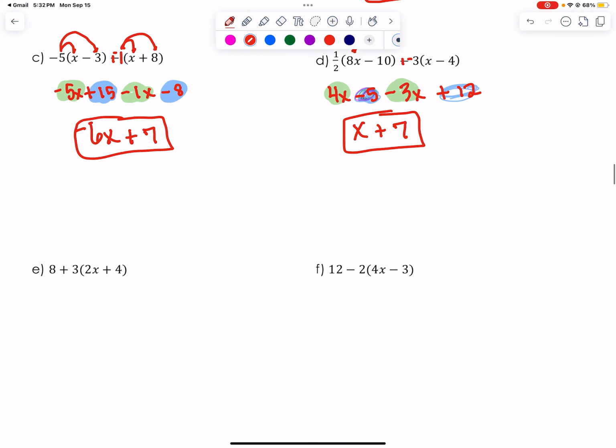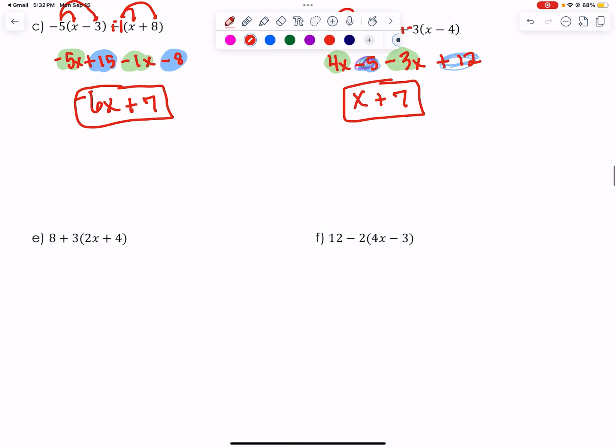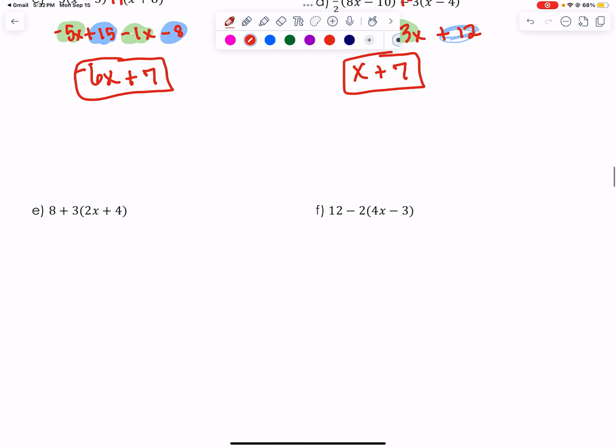On problem E, I want to talk about a very common problem. We have 8 plus 3 times the quantity 2x plus 4. A lot of people are tempted to add the 8 and the 3 together and say 8 plus 3 is 11 times 2x plus 4. Do not be that person, okay? Because in the order of operations, we always multiply before we add. So that means we cannot add the 8 and 3 together as our first step. Our first step needs to be to multiply the 3 times the quantity 2x plus 4.